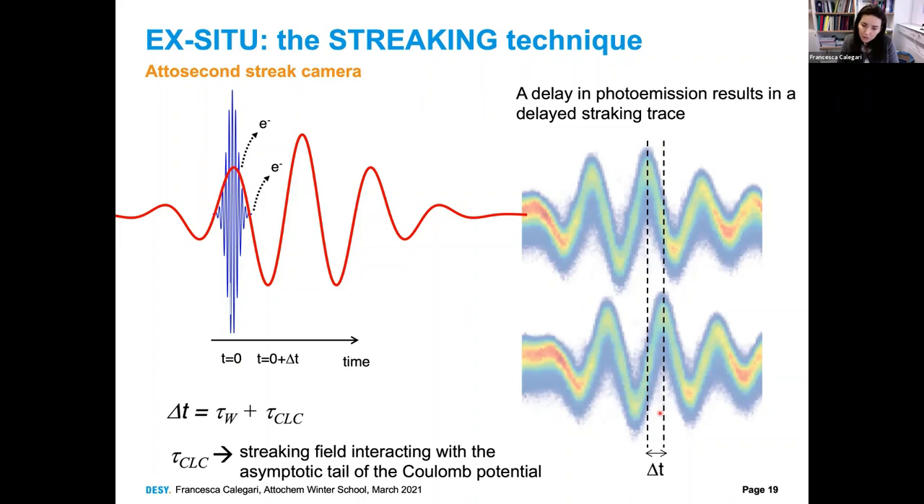Again, the shift in the streaking trace, so the measured time delay, contains two main factors in general. There may be additional factors, but these are the two main factors that we have to take into account. One, again, is the Wigner delay. And again, we have this artificial or measurement-induced delay, the Coulomb laser coupling, which is due to the long-range interaction of your streaking field with the asymptotic tail of the Coulombic potential. Again, this is the delay induced by the presence of the IR field, and we have to take it into account.